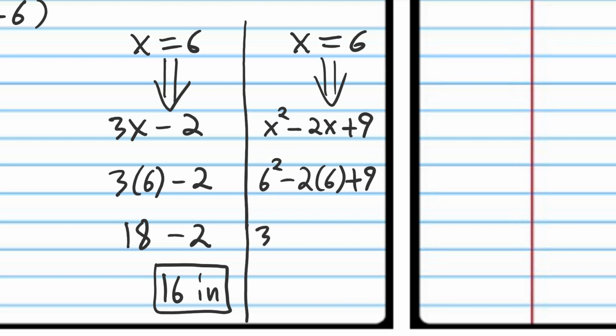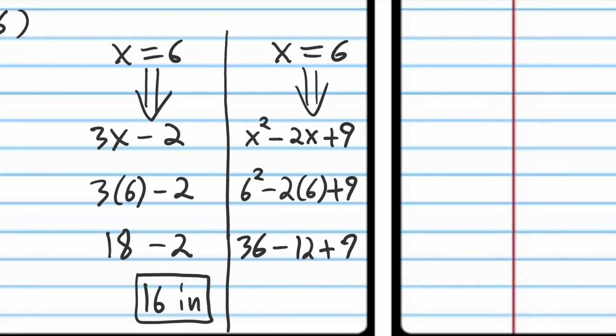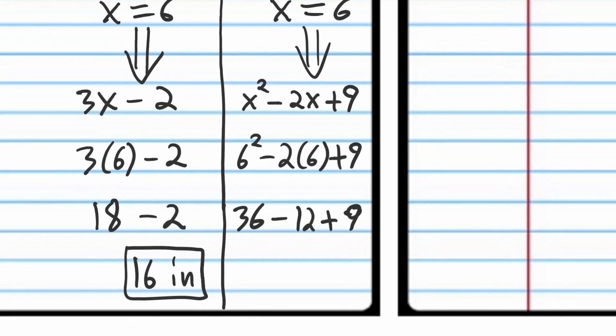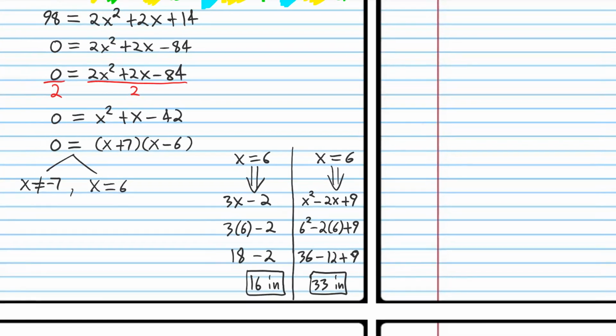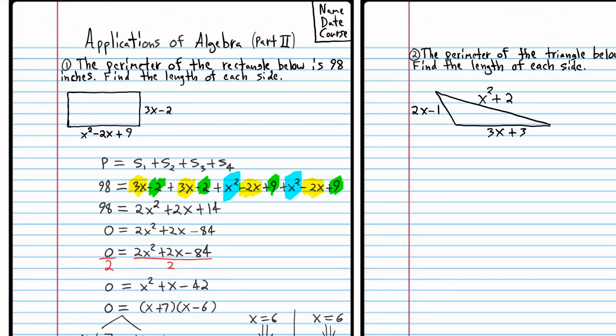And I'm going to do multiple operations at once because we don't have enough room here. Sometimes you can do multiple operations. In other words, I'm just doing more than one step at the same time. So 36 minus 12 is 24. 24 plus 9 is 33. So we have 33 inches. So 2 of the sides are 16 inches and 2 of the other sides are 33 inches. So we found the length of each side of that rectangle.